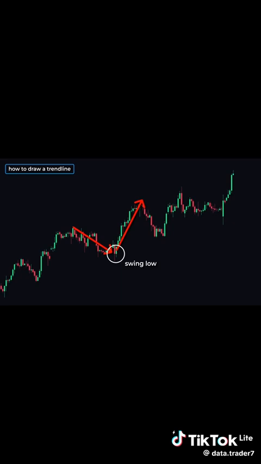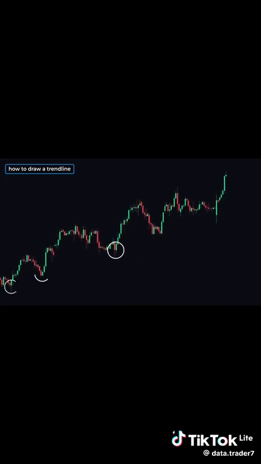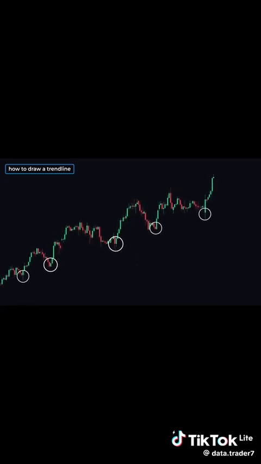Our job is to find as many of these swing points as possible on the chart. And in this case, we can see multiple swing lows right here. However, the key here is to only mark the swing points that are major and obvious to spot. So, only mark the ones that stand out.